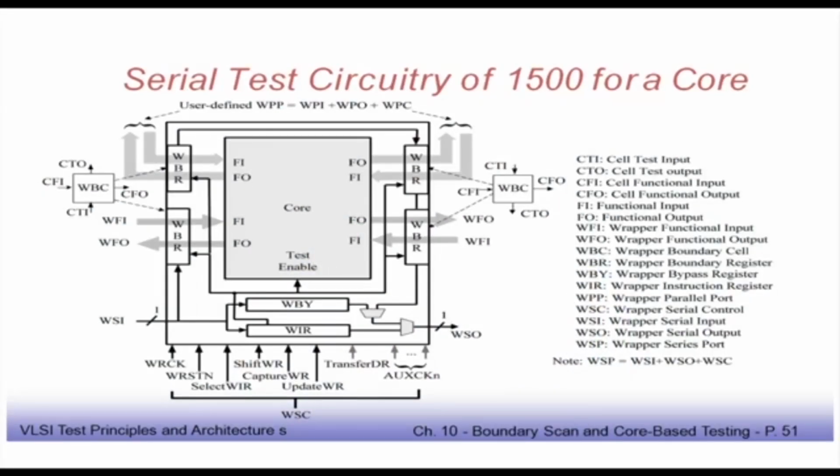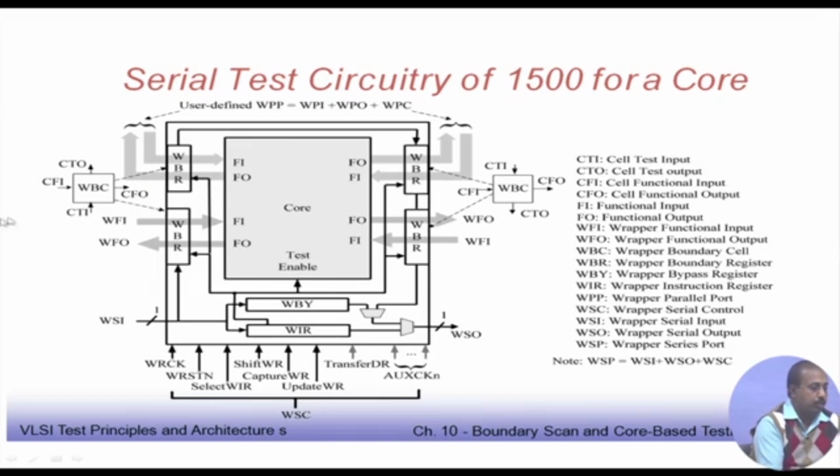Now, the serial test circuitry of this 1500. You see that we have these wrapper buffer registers, which are similar to the boundary scan register, the BSR cell. So, that is the same as that. There will be a number of such WBCs, which are wrapper boundary cells, constituting one register. That can feed the functional input, and it can get the result from the functional output.